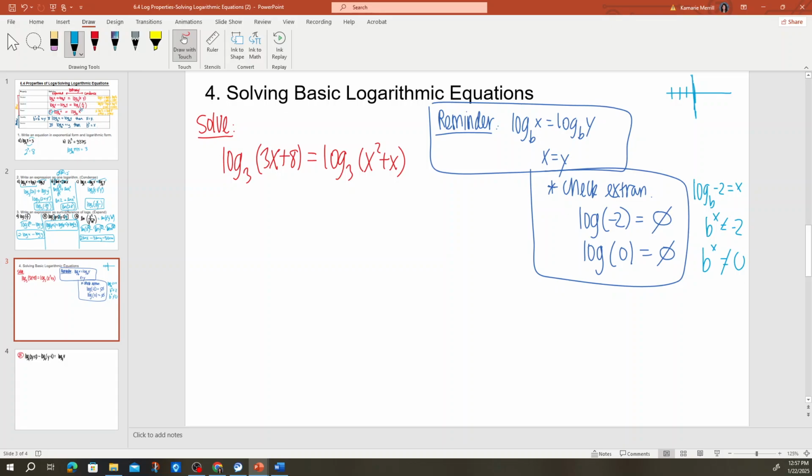All right, this one's easy. I have a log equal to a log. So what can I technically just say? 3x plus 8 equals x squared plus x, and then it's just a regular solve. Now we learned how to solve quadratics and polynomials back in Unit 3. So what do I do on this quadratic one? When there is a squared term and a linear term, what do we get all equal to? 0. Instead of isolating x, you have to compare it to 0 now.